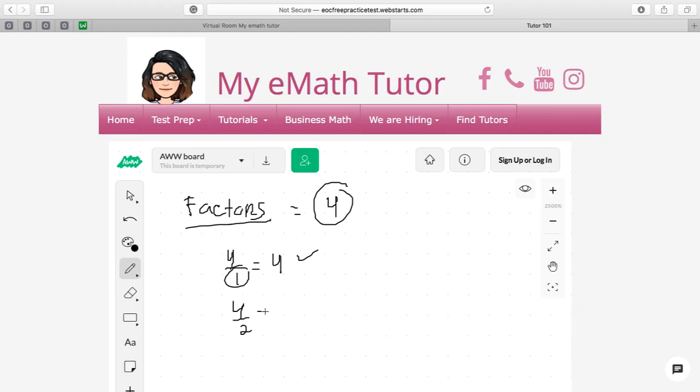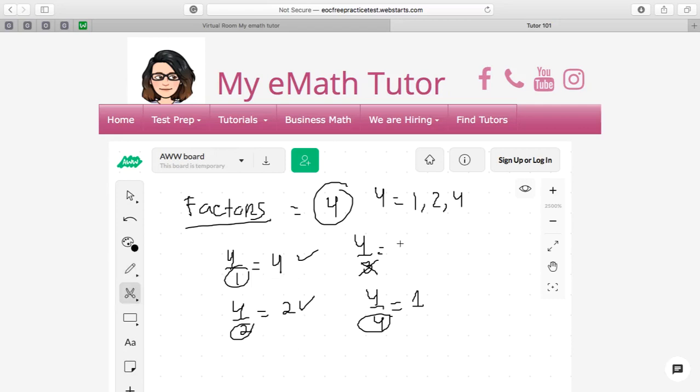If I divide 4 by 2, that's 2. That means that 2 is a factor. If I divide 4 by 3, I don't get a whole number, so 3 is not a factor. Now if I do 4 divided by 4, then I get 1, and then 4 is a factor. Now 4 has the following factors: 1, 2, and 4.